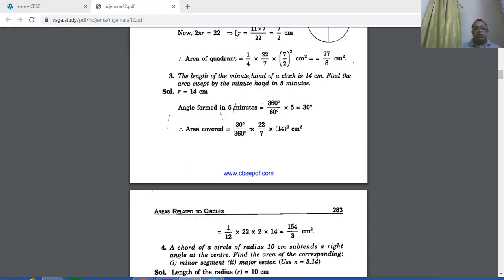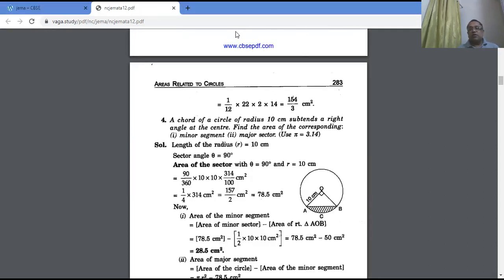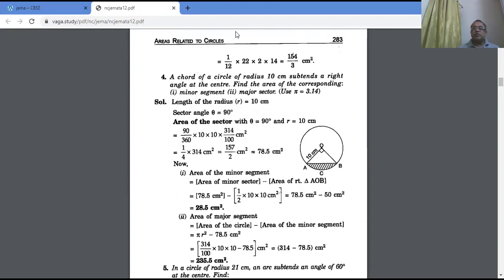Then question number 4. Question number 4: a chord of a circle of radius 10 subtends an angle of 90 degrees at the center. Find the area of the corresponding minor segment and major sector using pi as 3.14. Here they have specified the value of pi to be taken as 3.14.